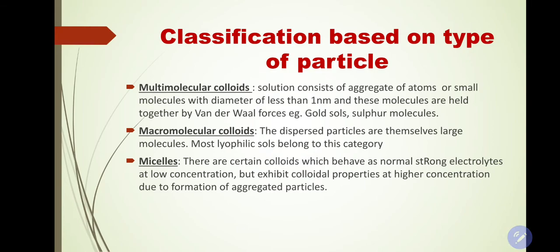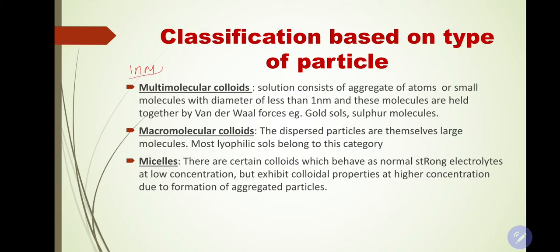Now let us learn some of the classification of colloids based on the type of particle. First one is multimolecular colloids. The solution consists of aggregates of atoms or small molecules. What is multimolecular? Smaller molecules, less than 1 nanometer, will aggregate, come together to form a big multimolecular colloid.